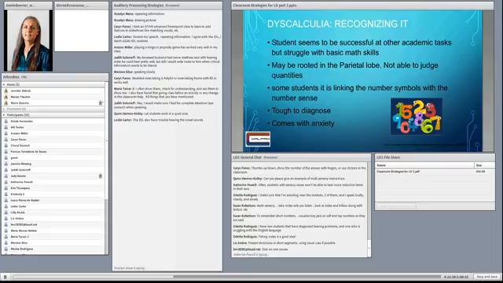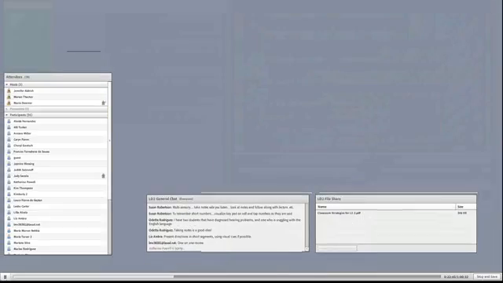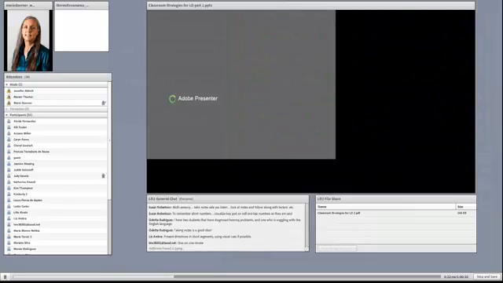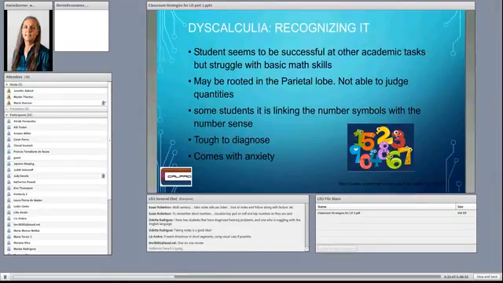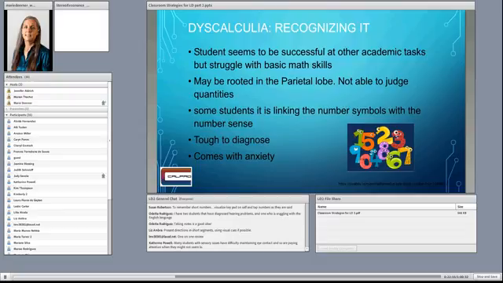Okay, well, we'll go forward. The next one is Dyscalculia. This Dyscalculia seems to be changing since when I first became a learning disability specialist.